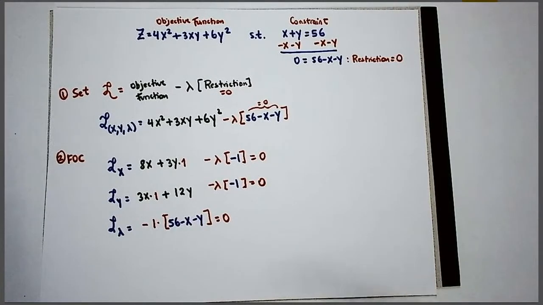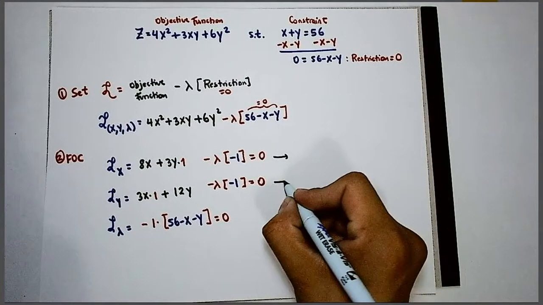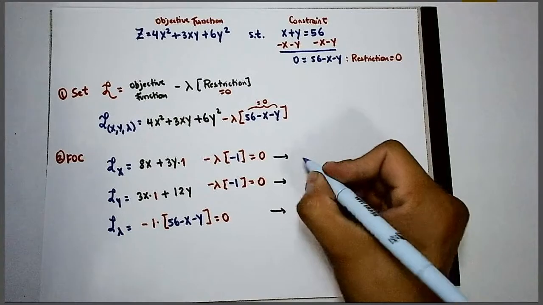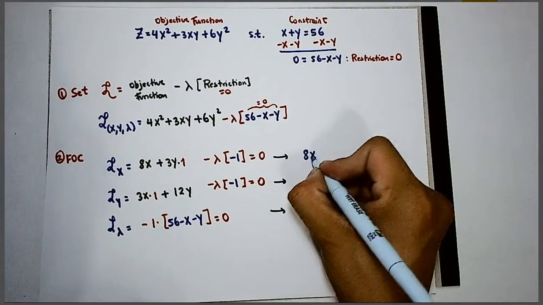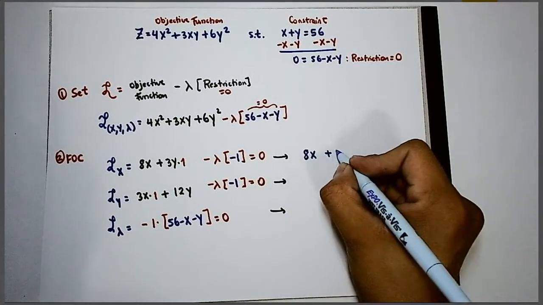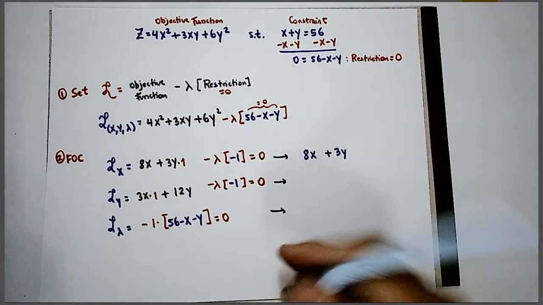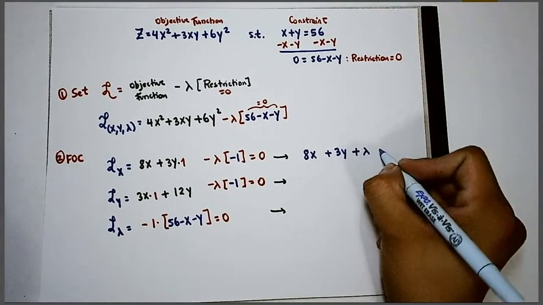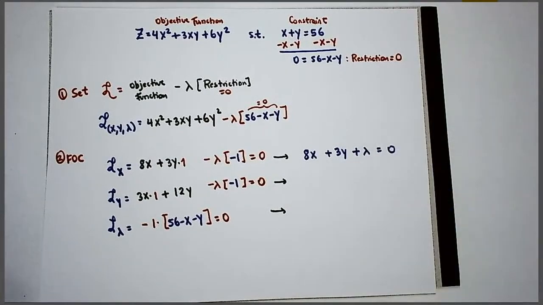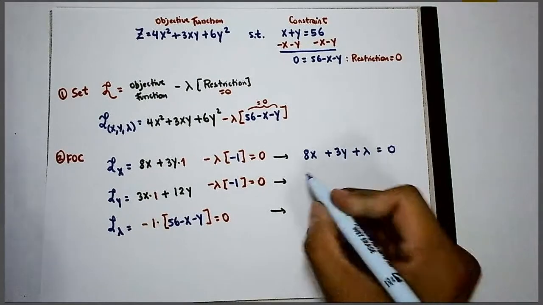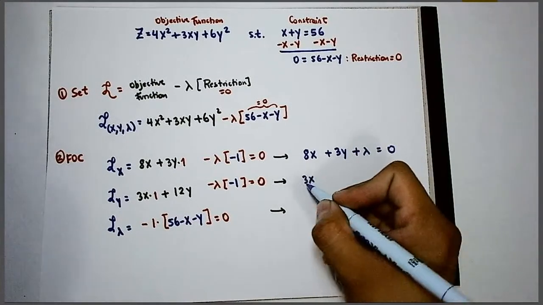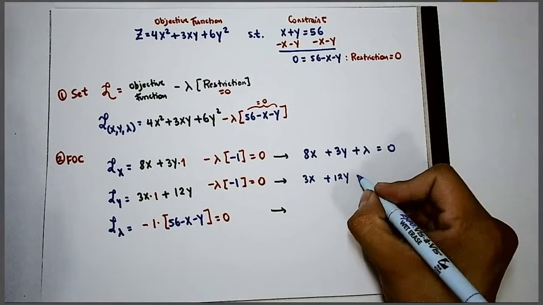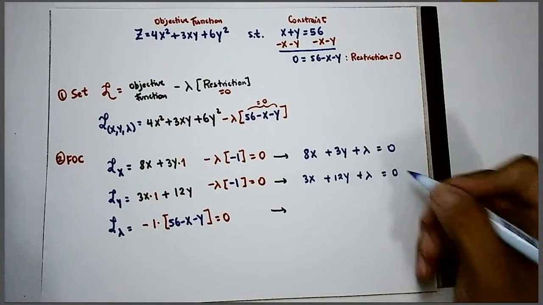And now let's organize it. So this is going to be 8x plus 3y, and then this is plus lambda, and it goes here, plus lambda equals 0. Here we have 3x plus 12y plus lambda equals 0.